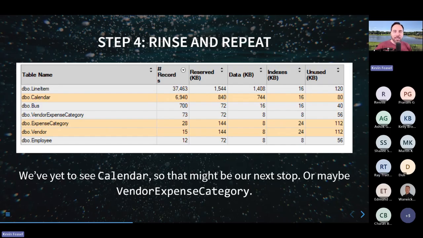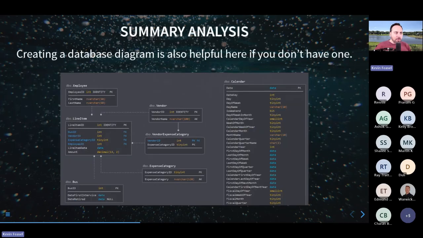Or if I see, oh, this is a calendar table, and I check it real quick, yeah, this is just a regular calendar table. There's not a lot of magic involved in there. So I might go to the next thing, which is vendor expense category. And we go through all of this.